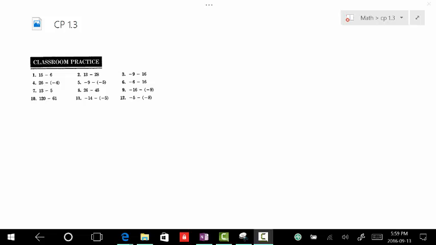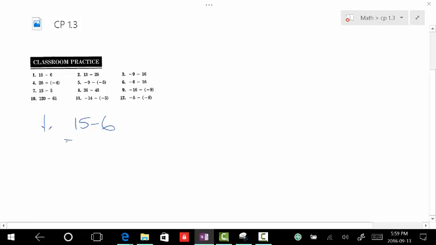In this classroom practice, you're subtracting numbers. There's no such thing as subtraction. You're really doing addition of negative numbers. So for example, number 1, you have 15 minus 6. Well, 15 minus 6, that's the same as 15 plus negative 6. So that's equal to plus 9.